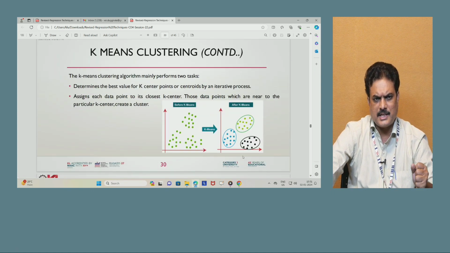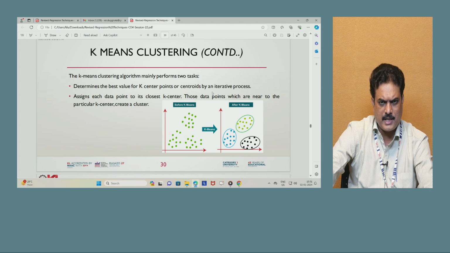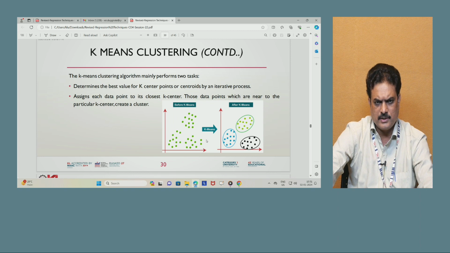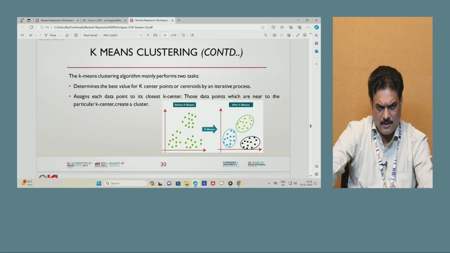Next, continuing, the k-means clustering algorithm mainly performs 2 tasks. First, it determines the best value for k center points or centroids by an iterative process. Second, it assigns each data point to its closest k center. Those data points which are near to a particular k center create a cluster. Here we can see before k-means, all the data points are the same. After applying k-means, we can categorize different data points: green, blue and black. So here we are clustering the data points.